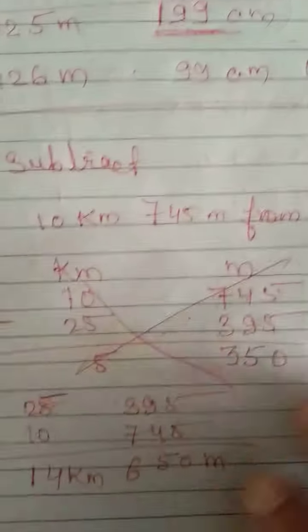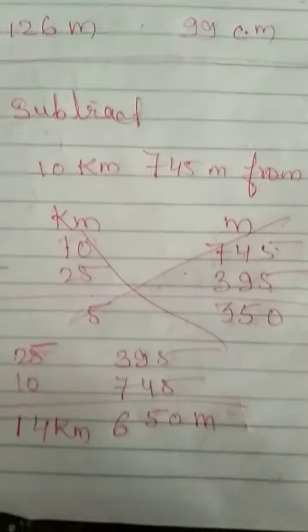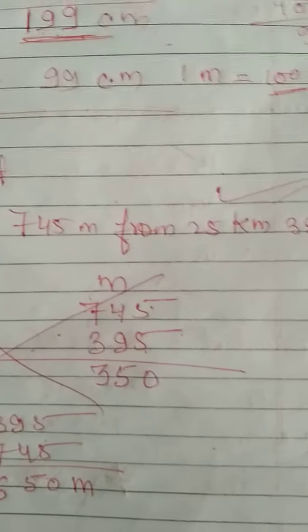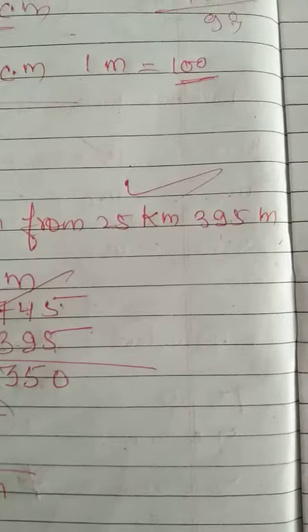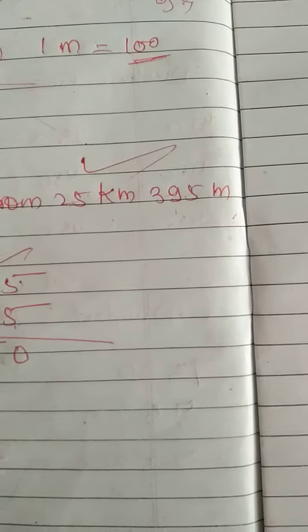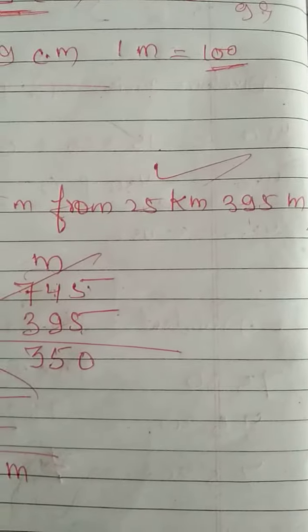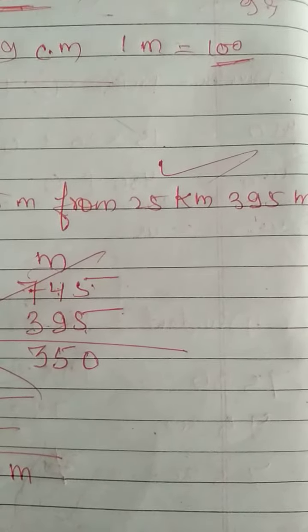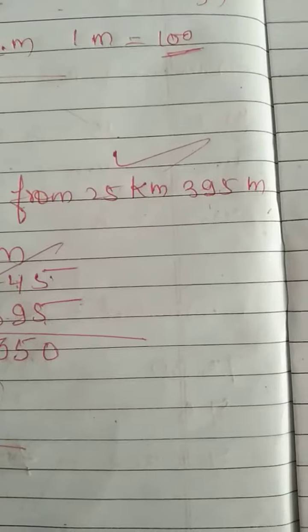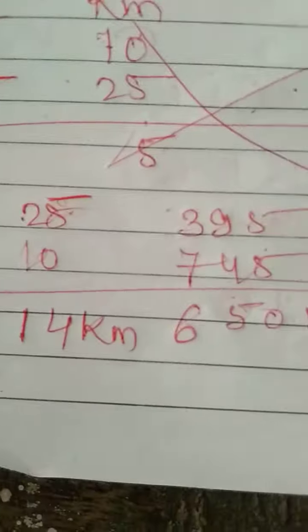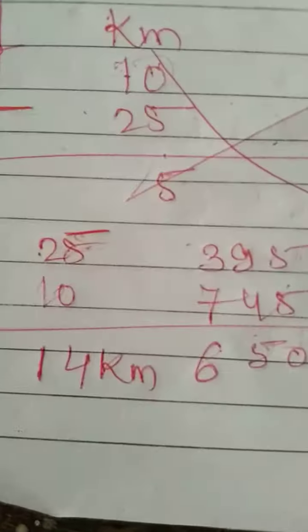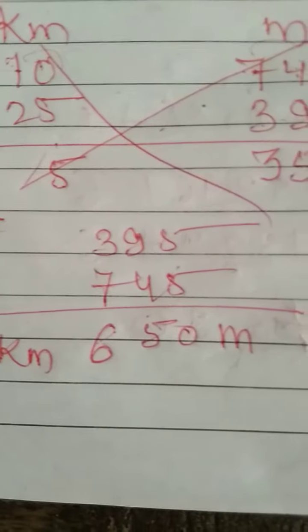Now let's see the second. Subtract the following. We have a question: 10 kilometer 745 meter from 25 kilometer 395 meter. First we will take the number after the word from. This is 25 kilometer and 395 meter. So let's see, there is 25 kilometer and 395 meter, and 10 kilometer and 745 meter.